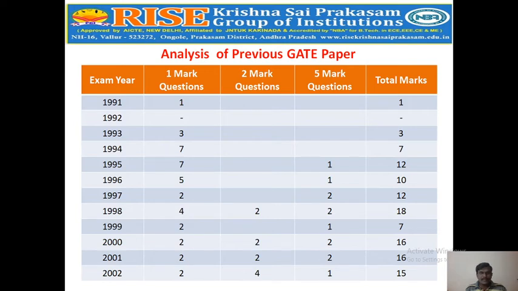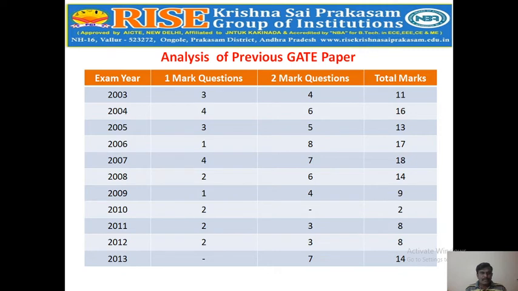In 1992, there were no questions from the power subject, but in 1993 and from 1992 to 2002, the weightage of the power subject gradually increased from the GATE exam point of view. From 2003 to 2013, the GATE pattern changed. The GATE question paper contained only 1 mark questions and 2 mark questions.